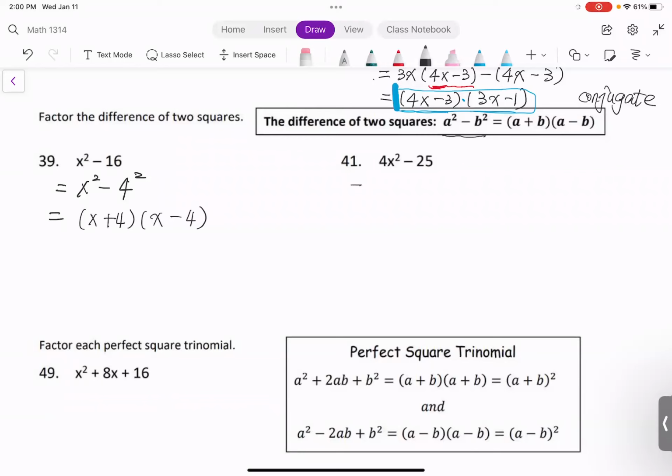Next one, is this expression a squared minus b squared? Yes, because 4x squared equals 2x squared, and 25 is 5 squared. The expression is 2x squared minus 5 squared. That is a squared minus b squared. So we have 2x plus 5 times 2x minus 5.